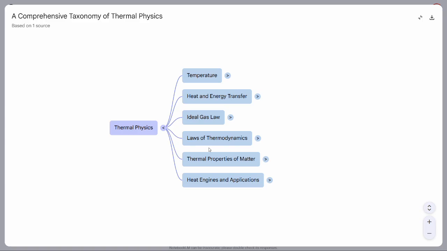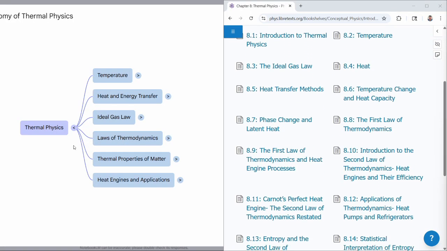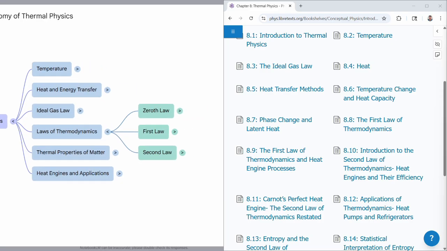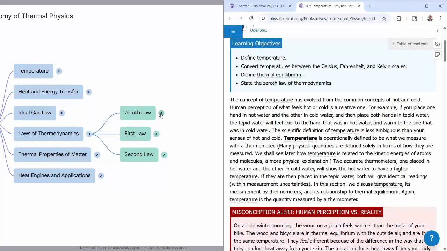Hi, this is Chapter 8 Overview, Part 2, covering the laws of thermodynamics and discussing some things having to do with the heat engines. So, the laws of thermodynamics. Now, in section 8.8, we start out with the first law. But there was something called the 0th law of thermodynamics that was mentioned way earlier in section 8.2 temperature.